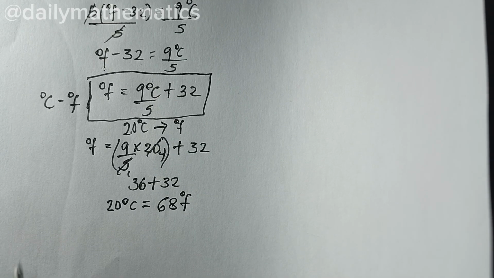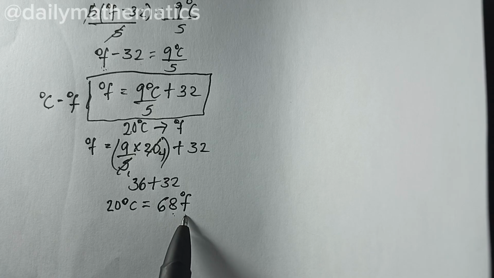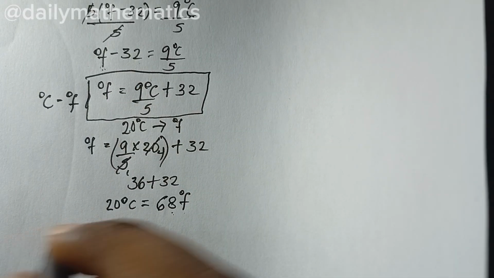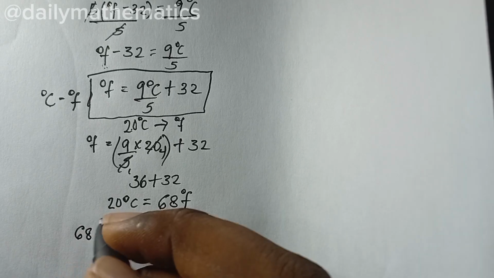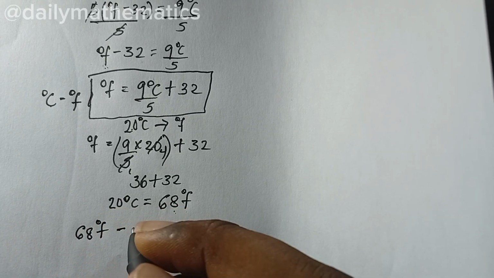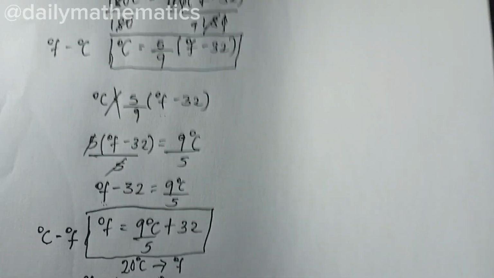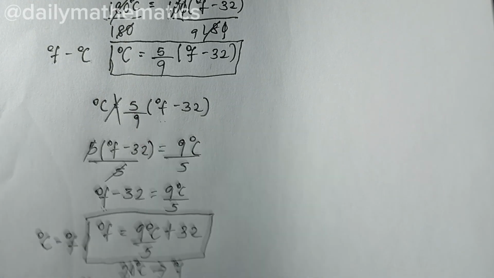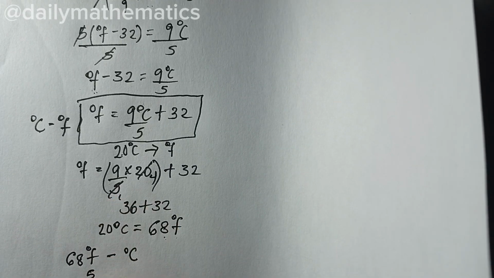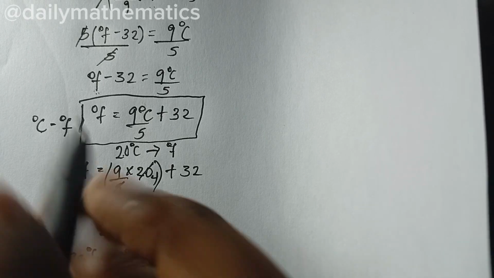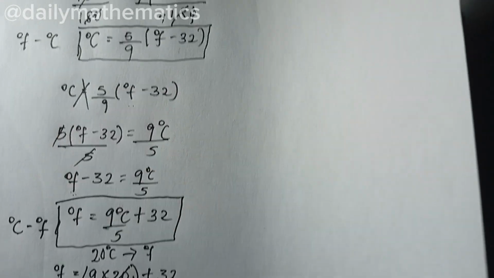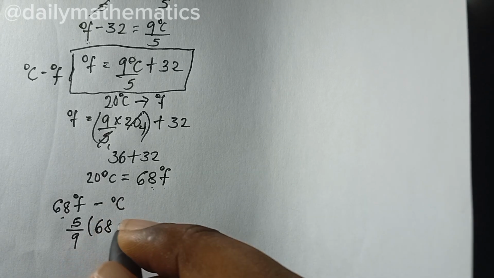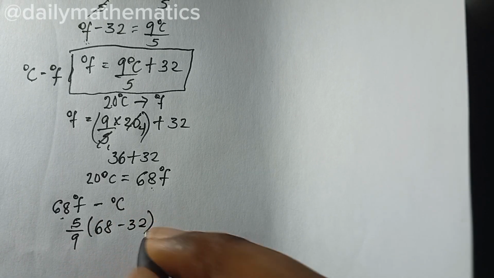So from here, we can take another question. How about we convert 68 degrees Fahrenheit back to degrees Celsius? So we are saying 68 degrees Fahrenheit back to degrees Celsius. Remember, this is the formula, Fahrenheit back to Celsius. We have 5/9 bracket degree Fahrenheit minus 32. Where's our degree Fahrenheit? This one. That will be 68, then minus 32.